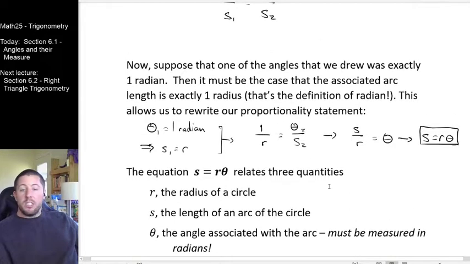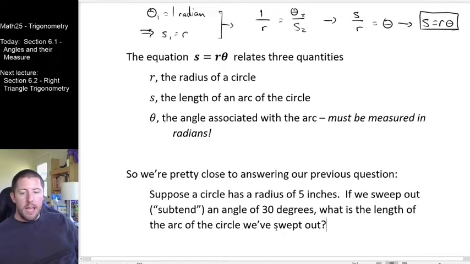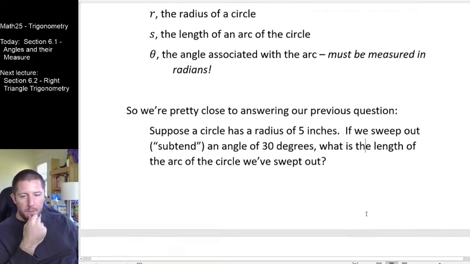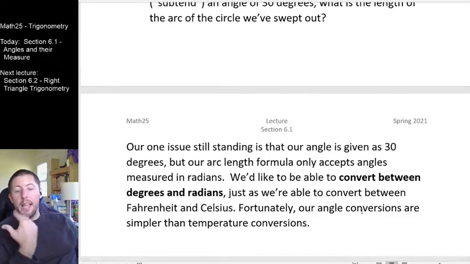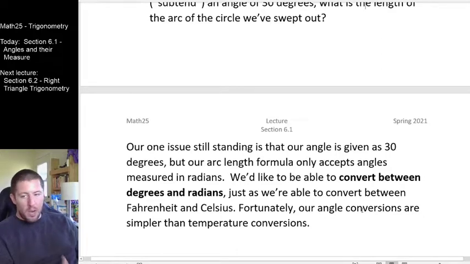So this is good for us because I asked us in our example previously to compute an arc length. We've now figured out how we should compute arc length, but our problem is that in the example that I originally gave, I gave you an angle that was in degrees. So it looks like we sort of know what to do now, but we need to convert our degree measurement into a radian measurement so we can actually do the problem, right? So our still standing issue is that our angle is given in degrees, but our arc length formula only accepts angles measured in radians. We would like to be able to convert between degrees and radians, just like we can convert between Fahrenheit and Celsius. I'm sure all of us have converted once or twice between Fahrenheit and Celsius in our lives at least.